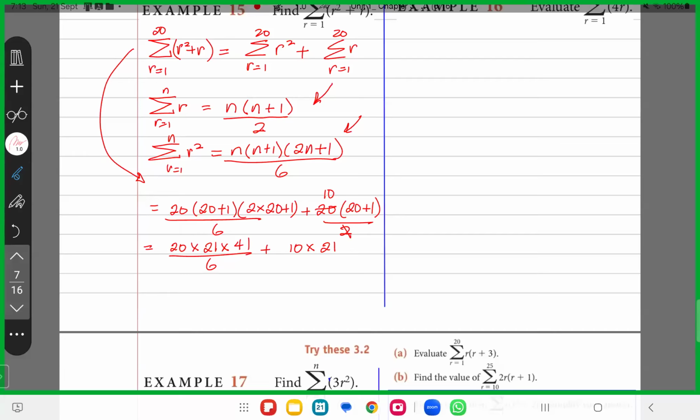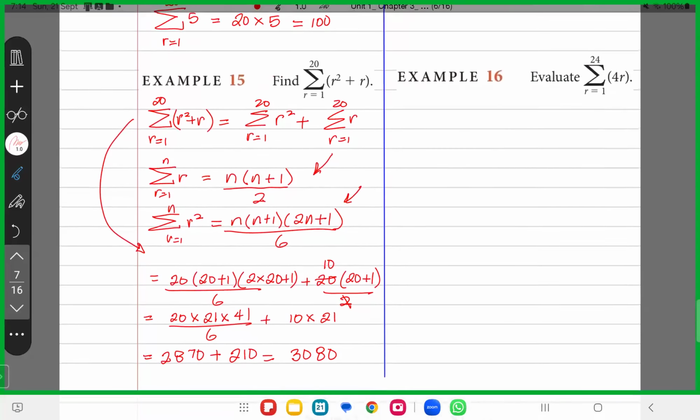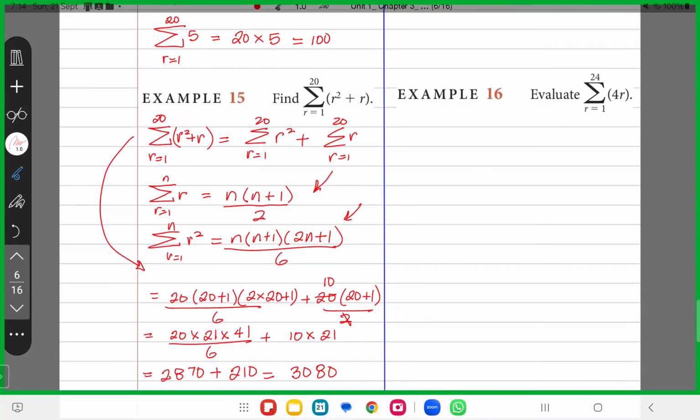So using our calculator, this is 20 times 21 times 41 divided by 6. That works out to be 2,870 plus 210. And this is equal to 3,080. So the answer for example 15 is 3,080.